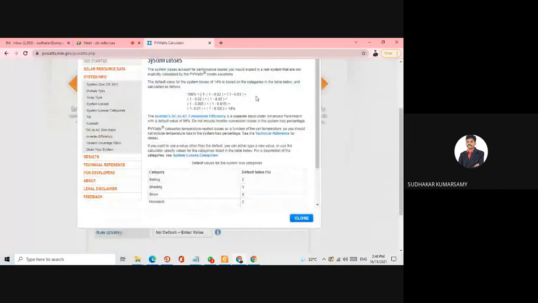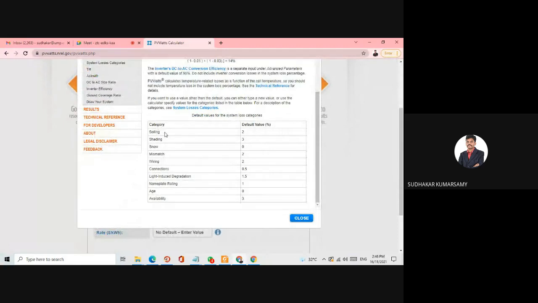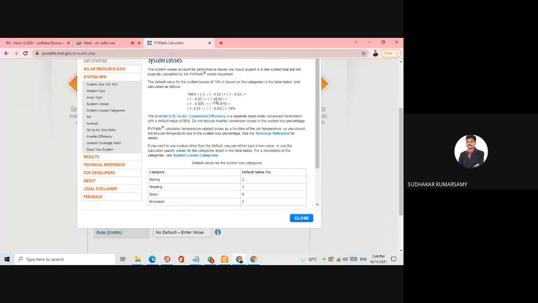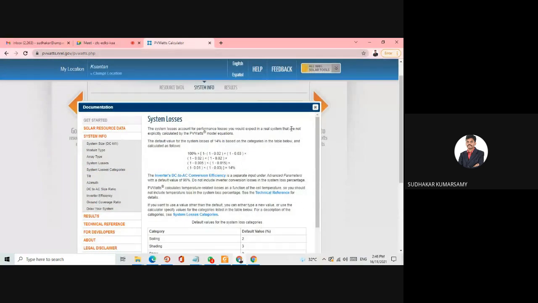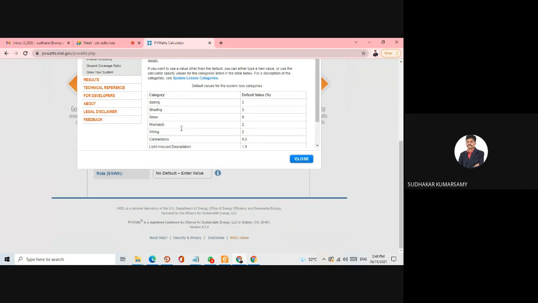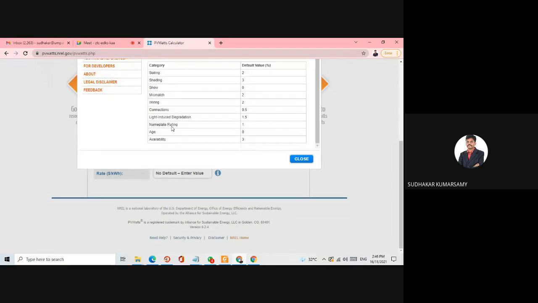The system losses: you can see soiling, shading, snow, mismatch, wiring, light induced degradation, availability, nameplate rating. All these put together, roughly 14% should be reduced. But you can also increase it if it is an old panel, or if it is a snowfall region, you should increase this value. And if it is high temperature, then we need to increase the light induced degradation.